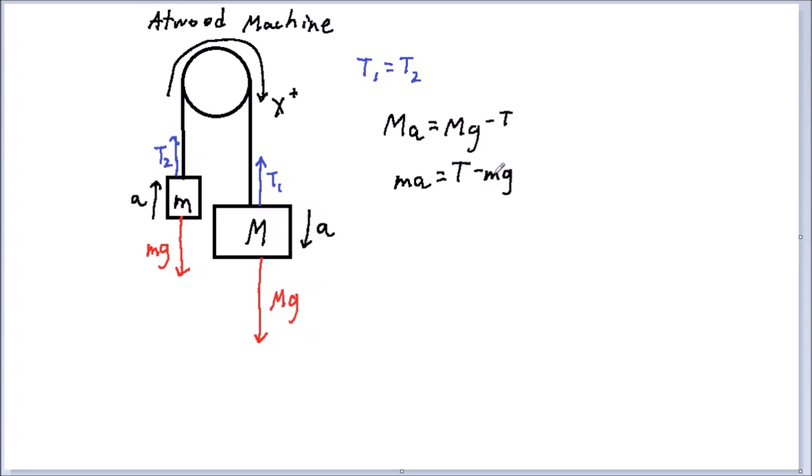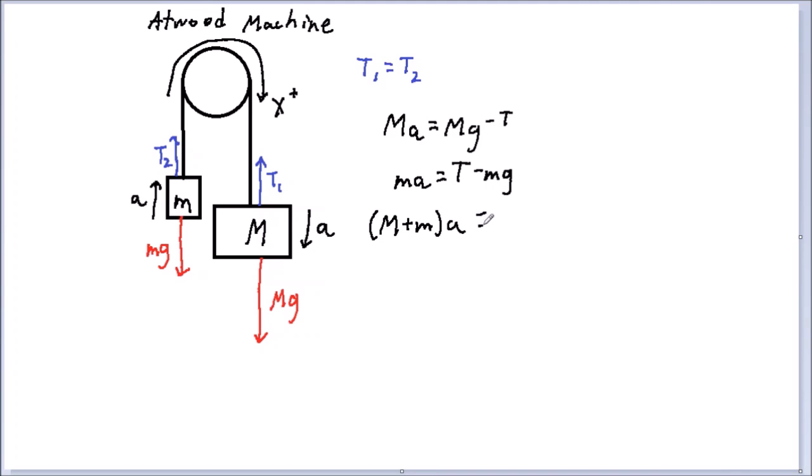Now we have a system of two equations. We assume, of course, that both m's and g are known. What we don't know is T and a. So we have two linear equations and two unknowns, a system of equations that we should be able to solve. And thankfully, this system is very easy to solve. We simply add both of these equations together, and we eliminate the T's immediately. This gives us big M plus small m times a, after factoring, since we get big MA plus small ma.